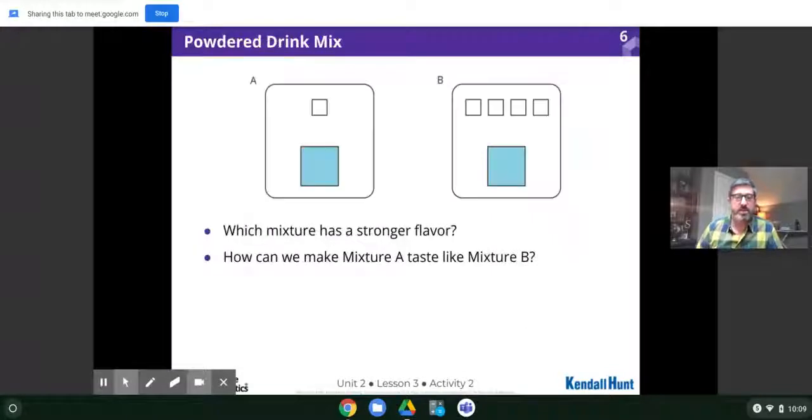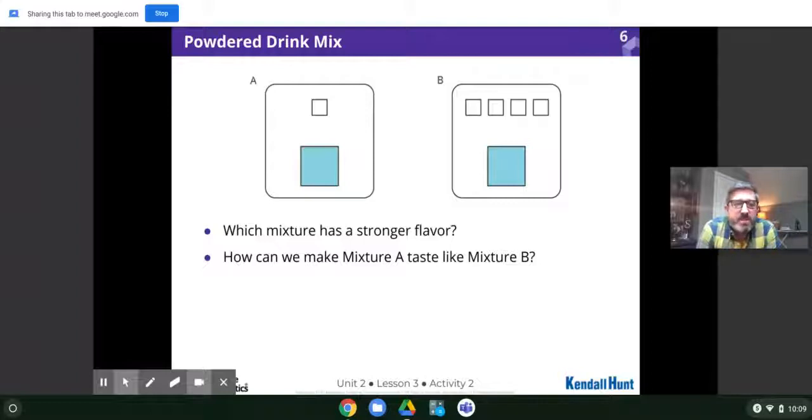So let's keep going. All right, so pretend that we've got a powdered drink mix here, like Crystal Light or Kool-Aid or whatever kind of powdered drink mix. They come in the little bitty packets, and you can open them up and pour them in your water. So here we've got a powdered drink mix. So which one of these powdered drink mixes? So we've got powdered drink mix A, powdered drink mix B.